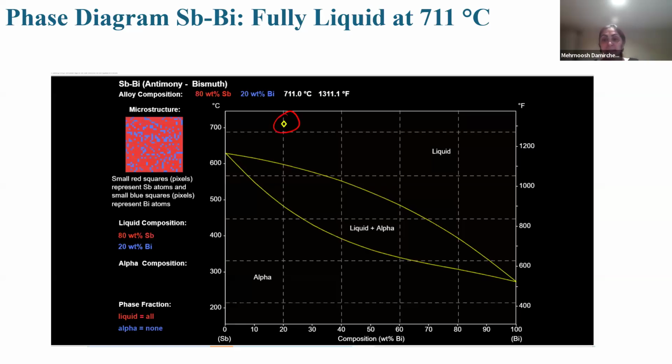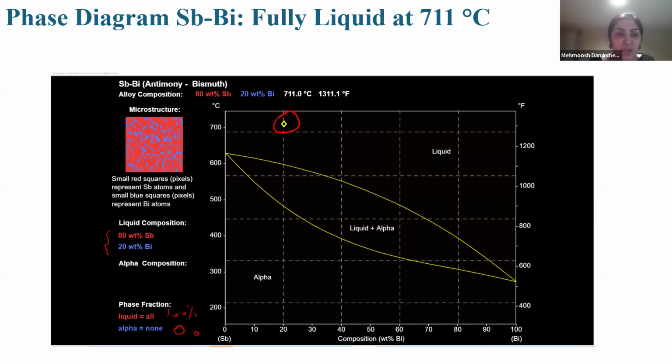At these temperatures, the alloy is fully in the liquid phase. So what's the meaning? That means the weight percent in liquid and the overall are the same. At the overall, we had 80 weight percent Sb and 20 weight percent Bi. So it is equal to what we have in liquid, because liquid is 100% and alpha is none, or 0%.